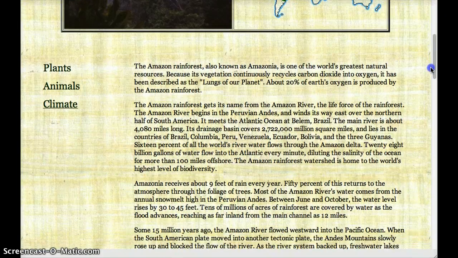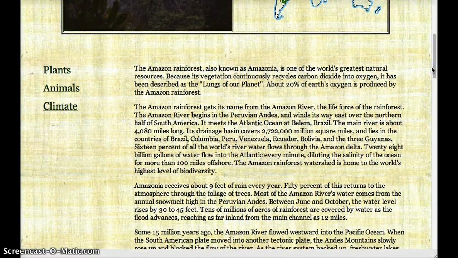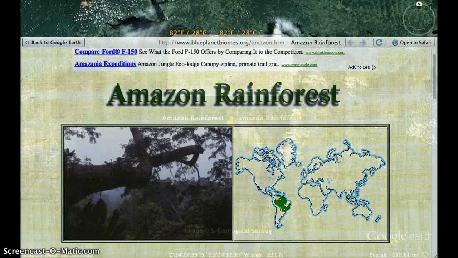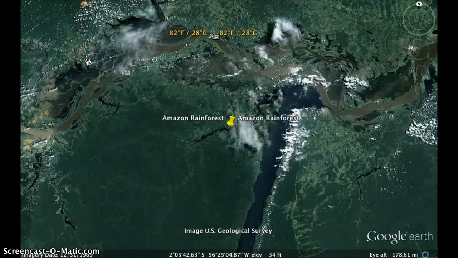The Amazon rainforest is one of the world's greatest natural resources. Because its vegetation continually recycles carbon dioxide into oxygen, it is described as the lungs of our planet. About 20% of the Earth's oxygen is produced by the Amazon rainforest. Because there is so much vegetation, a lot of different animals live here, such as snakes, crocodiles, monkeys, sloths, and jaguars.